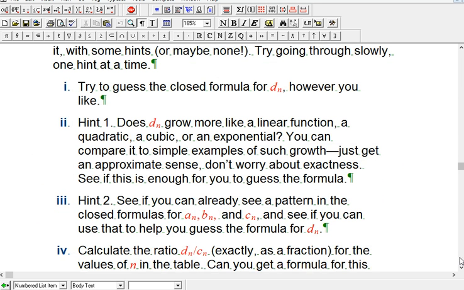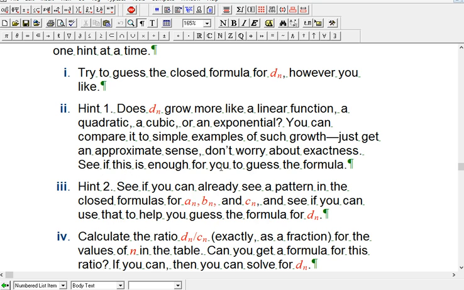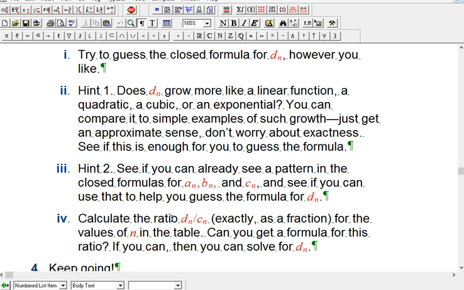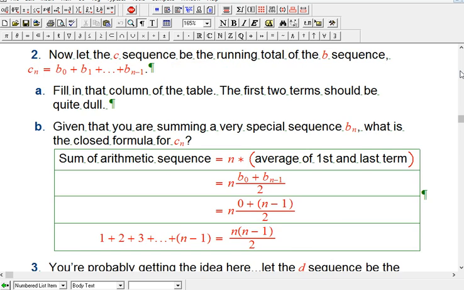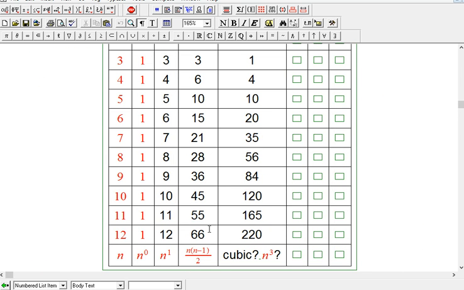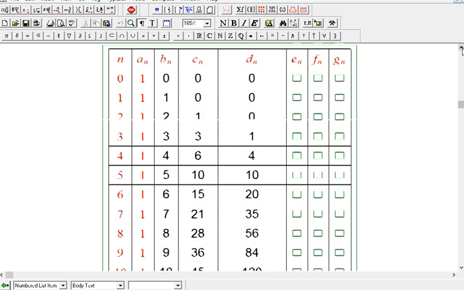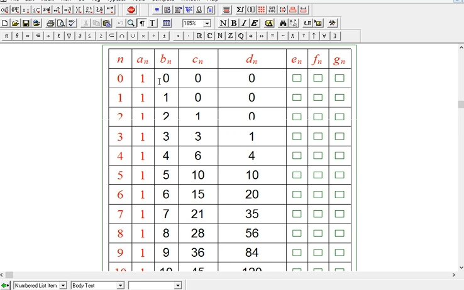My next hint, that was hint 2: look for the pattern in the closed formulas. Still pretty challenging to do. And now this is a really big hint: calculate the ratio of d sub n over c sub n. We're taking that previous hint really seriously. What happens if you compare these numbers to these numbers and try to express these as this modified in some way? We should also look at the same thing for b sub n over a sub n, or c sub n over b sub n.